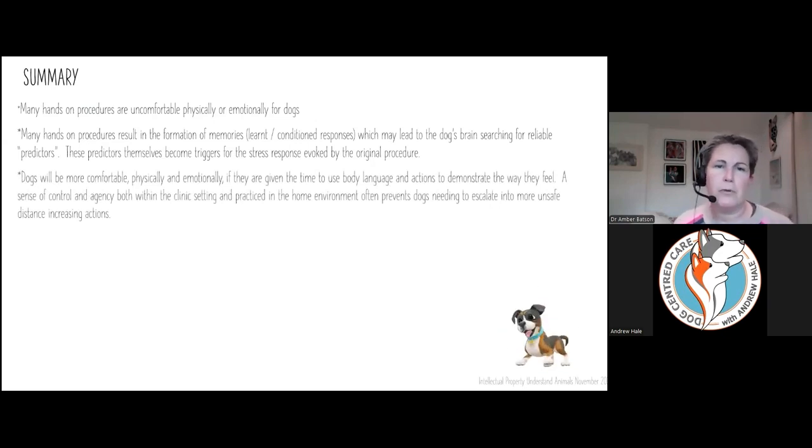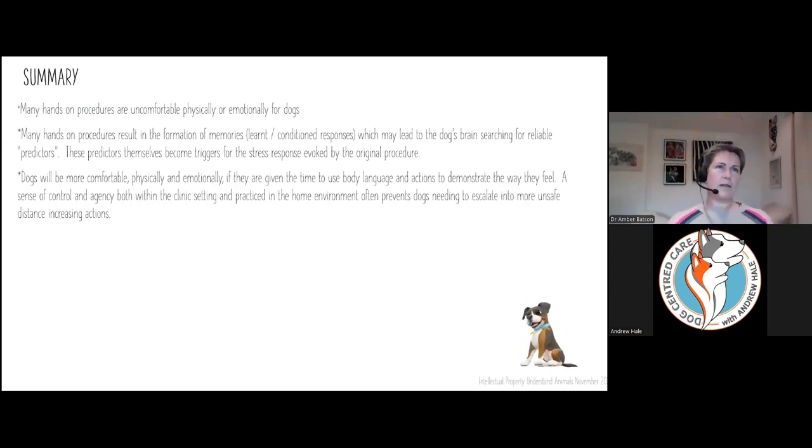Dogs will be more comfortable physically and emotionally if they're given time to use body language and actions to demonstrate the way they feel. Time makes us feel nervous because we're already busy, but I carry out my consultations in 15-minute sessions, just like the rest of my colleagues, and I don't find it takes me longer for the vast majority, even of my tricky patients, to carry out the examination and the procedure than other colleagues who sometimes aren't using that approach.